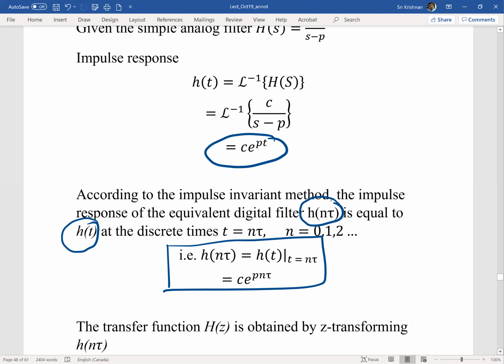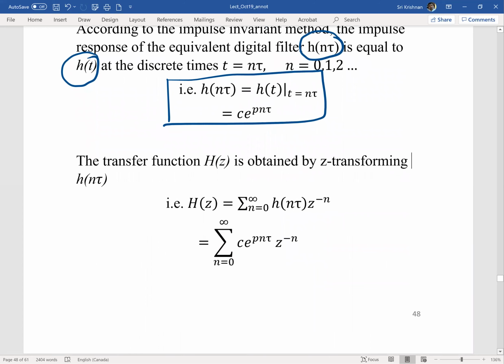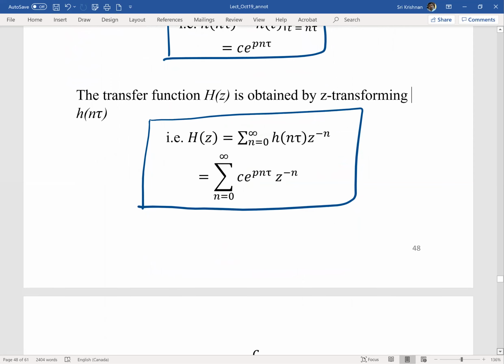So it's straightforward now to do the Z transform on this h(n tau). And that's exactly what has been done here, by doing a Z transform on the discrete sequence. We get H(z), which is basically this time series function, or in other words, a polynomial. So a very simple substitution allows us to go from H(s) to H(z). And that's essentially the impulse invariant method that was talked about in the second way of designing IIR filters.